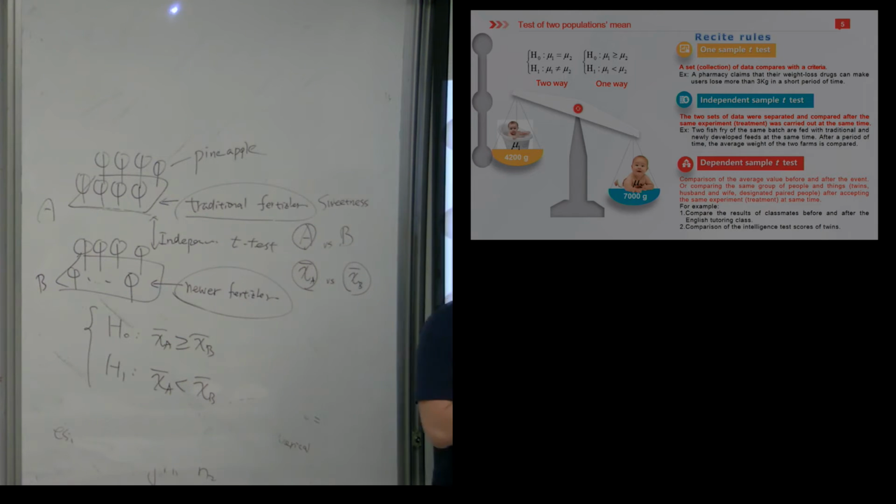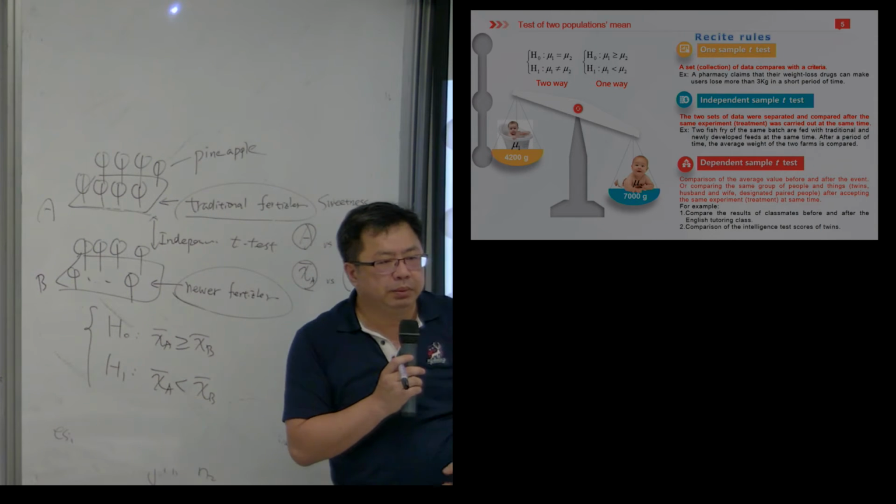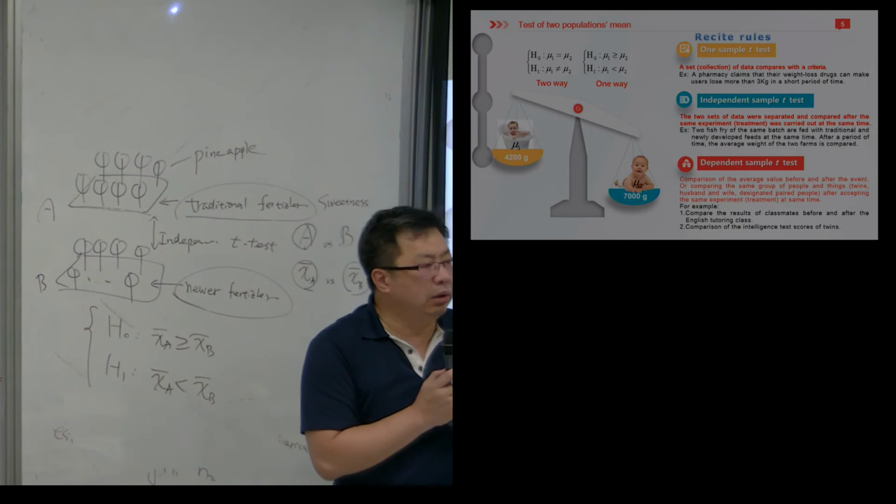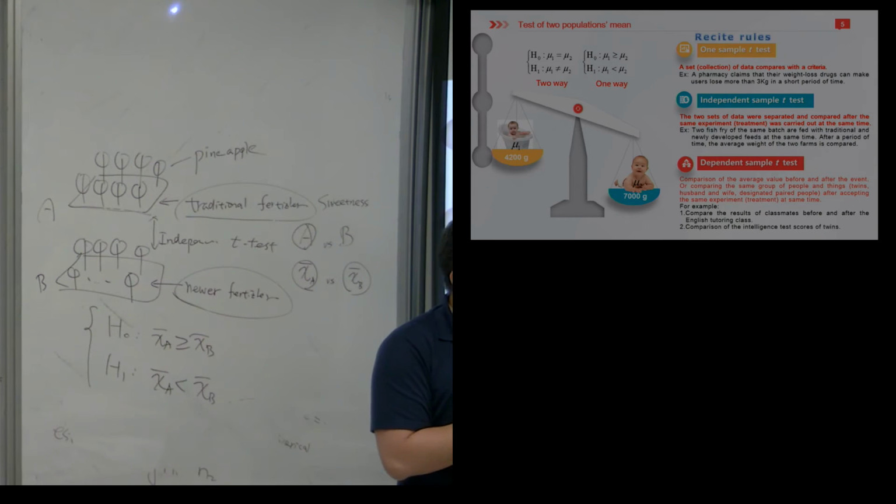If you want to compare something that happened before and something after, you use the dependent sample t-test. Okay. And we take a 10 minutes rest. I will teach you how to use the SPSS today. Okay. Take a rest.